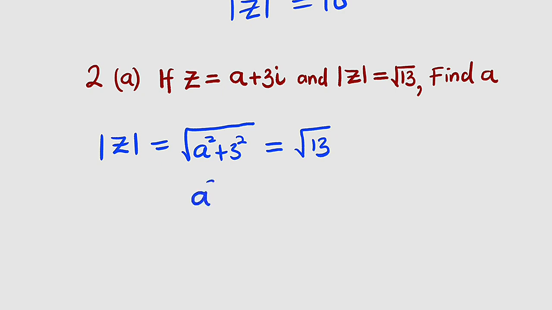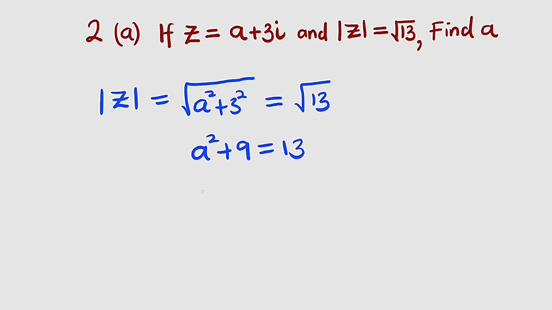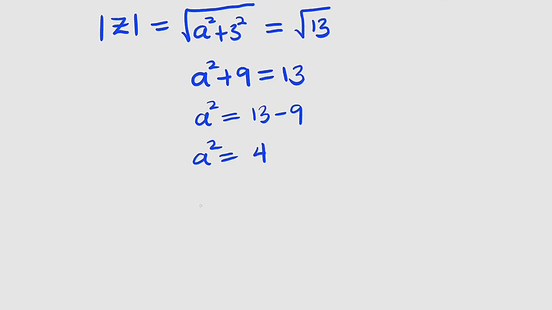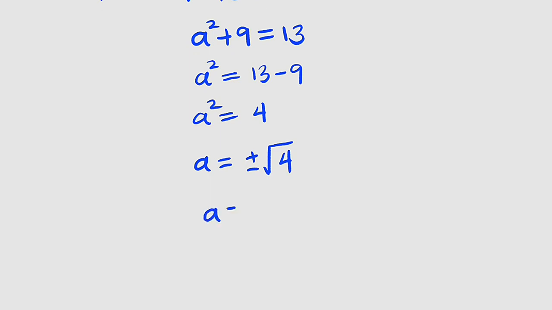This means that A squared plus 3 squared, which is 9, must be equal to this 13. So you take 9 to the other side, we have A squared equal to 13 minus 9. And A squared is equal to 4. So to find A, you can take square root of both sides. A finally will be plus or minus square root of 4, which turns out to be A equal to plus or minus 2. So A could either be positive 2 or negative 2.